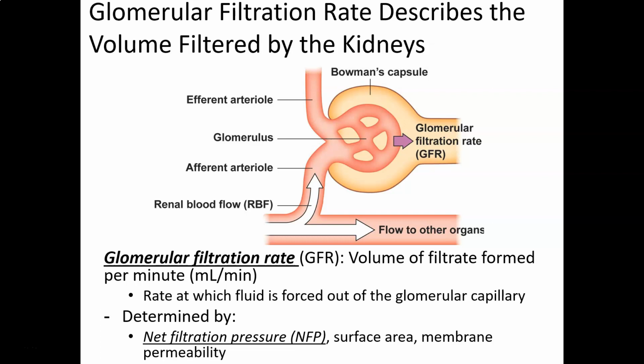So this arrow is showing how much blood, the renal blood flow, eventually gets to the afferent arteriole, and here's the blood flow to every other organ. And we said normally the kidney gets about 20 to 25% of our normal blood flow at rest.